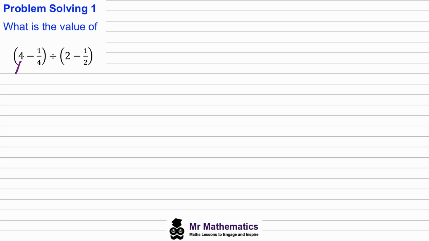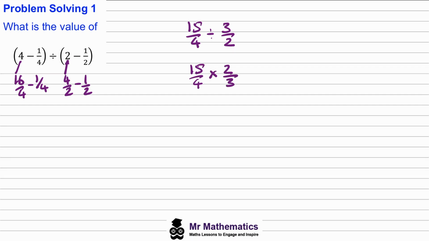Okay, so this 4 is 16 quarters. And if we take away 1 quarter, we'll get 15/4 divided by the 2, which is 4 halves, take away the 1/2. So we're dividing it by 3/2. So we've got 15/4 multiplied by 2/3.